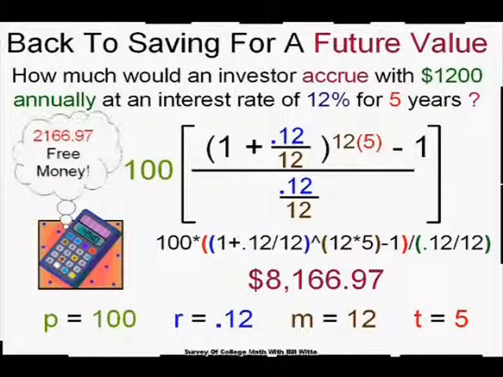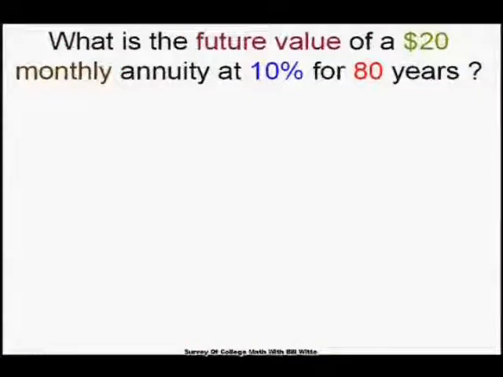So we really got an interest. Oh, dear. That's too wonderful to be true. We got $2,166.97 of free money. That's what business is about. Okay? Then you'll come again.